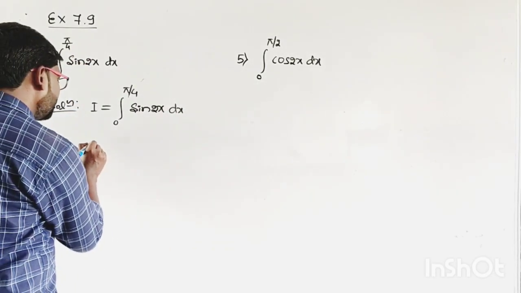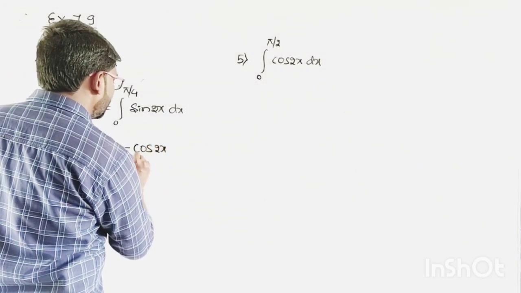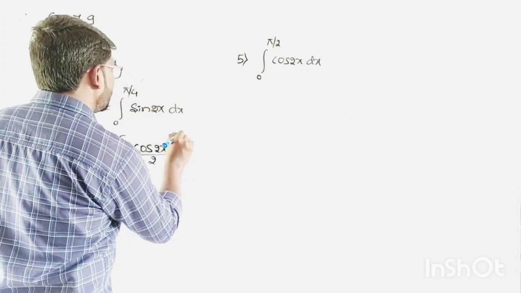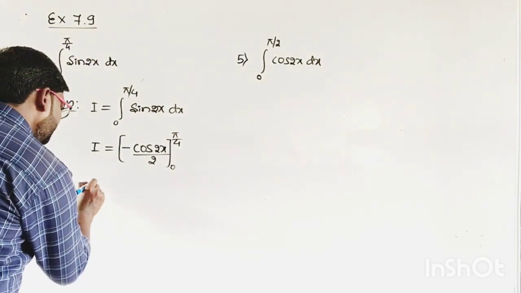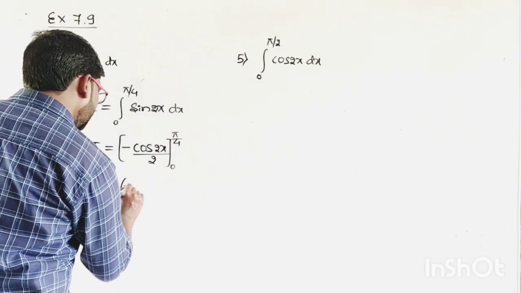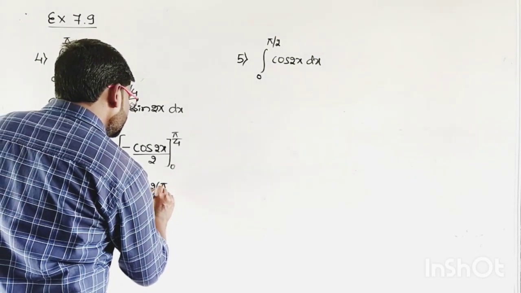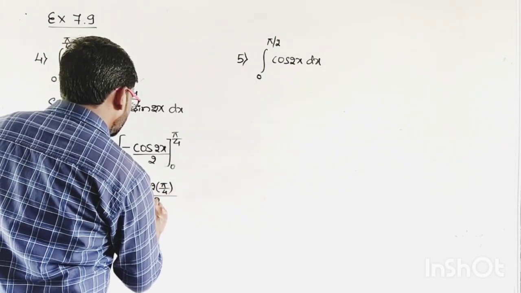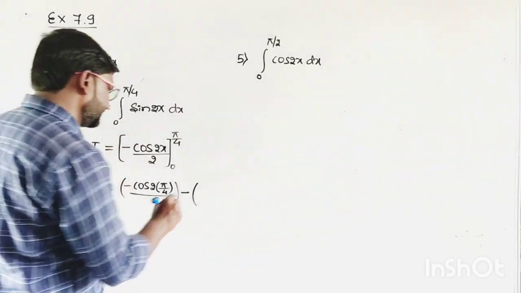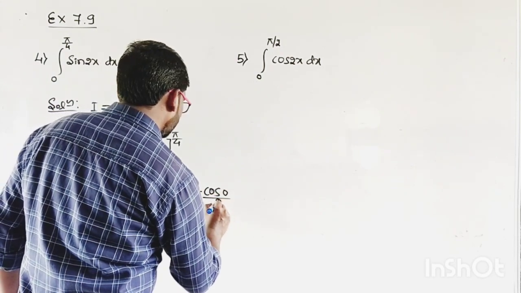So here I, which is equal to minus cos 2x divided by 2, then apply the limits, 0 to pi by 4. Then I equals upper limit. See here, minus cos 2, in place of x I have to write pi by 4, whole divided by 2. This is upper limit, minus the lower limit. This minus we have to write as it is. Minus cos 2 into 0, divided by 2.